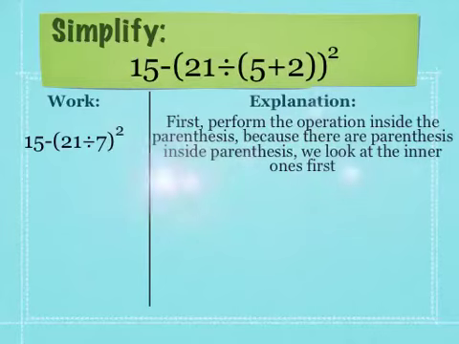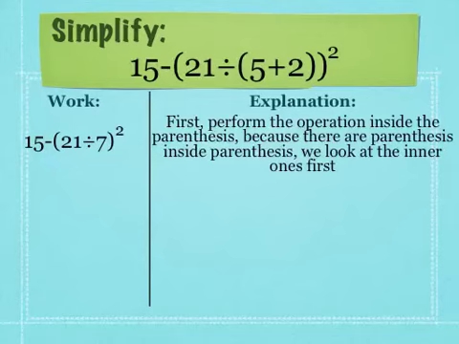The explanation is first perform the operation inside the parentheses. Because there are parentheses inside of parentheses, we're going to look at the inner ones first. And that's what I've done. I've looked at 5 plus 2, which is 7. Now I still have parentheses left, so I need another step of looking at parentheses before I can move on.